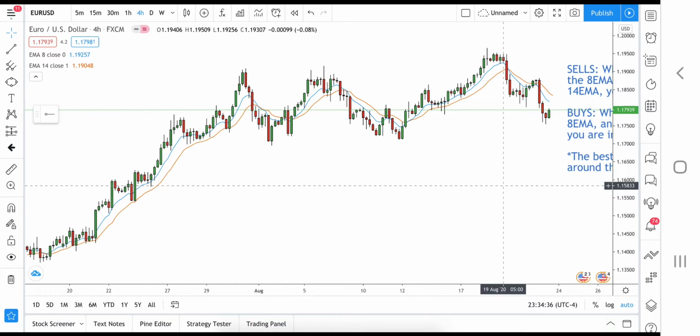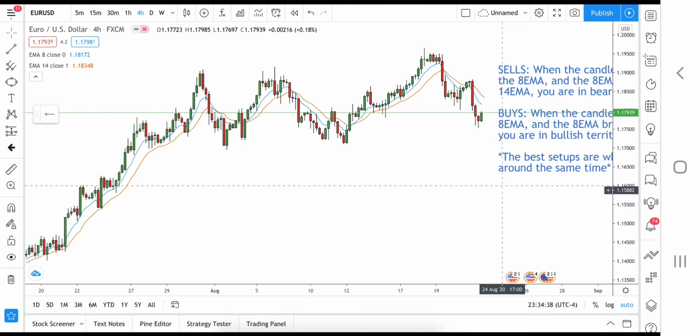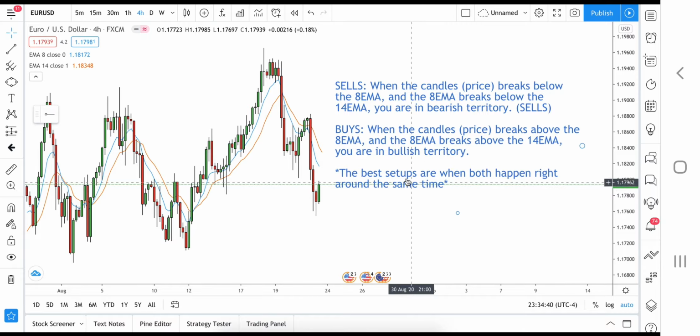I have just one more point I want to make on this. Kind of the cherry on top, the little extra nugget that's going to change the game, that secret sauce you guys are looking for, is that the best setups are when both happen at the exact same time. And when I say both, all I mean is price breaking below the EMA and the EMAs crossing, right? When both of those happen pretty much at the exact same time, those are always going to be much better setups than if they're a few candles apart.